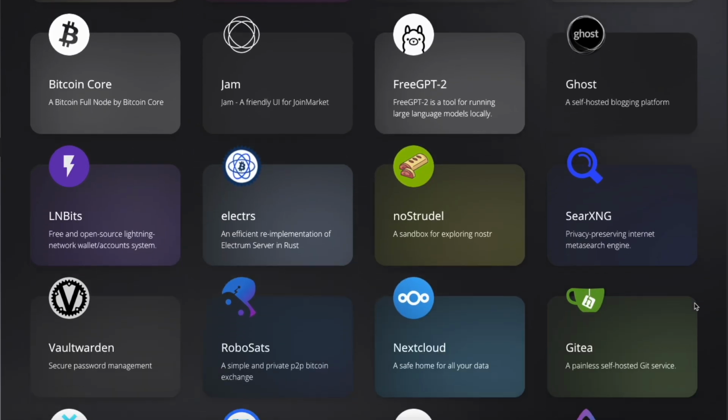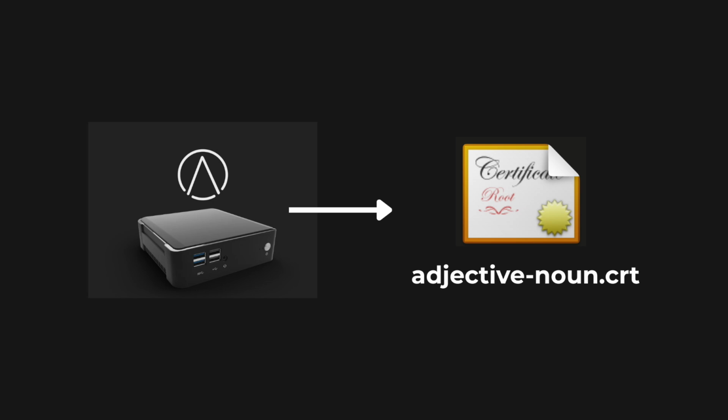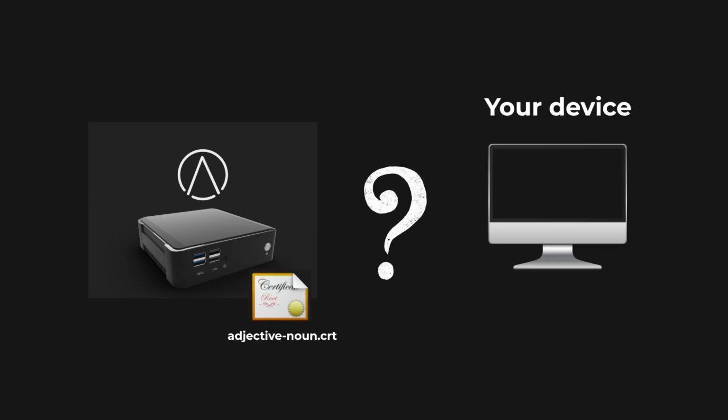But your StartOS server and installed services are not on the public internet. They are hosted on private IP addresses and local domains, and therefore they cannot obtain certificates from these organizations. Instead, your server creates its own root CA, and then uses that to issue and sign certificates for your self-hosted websites.